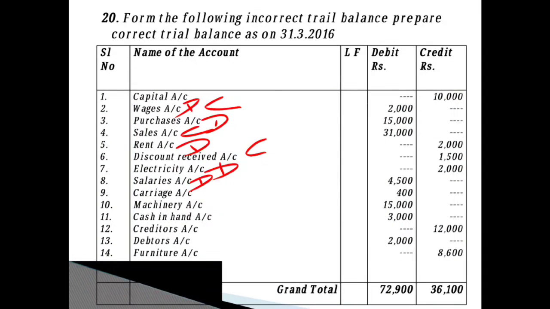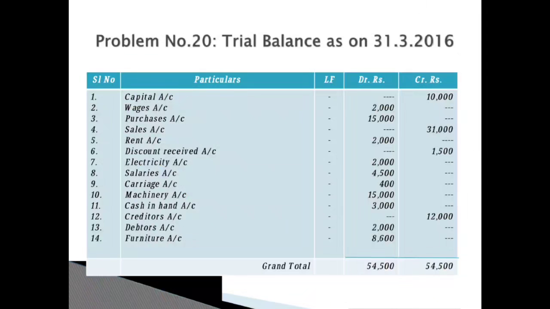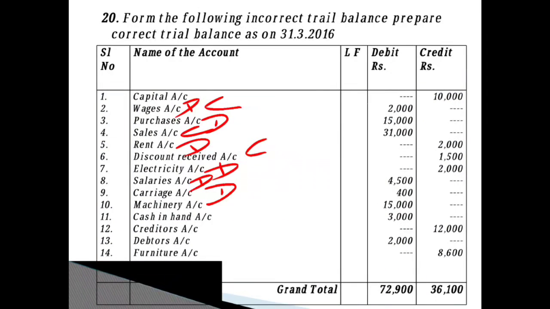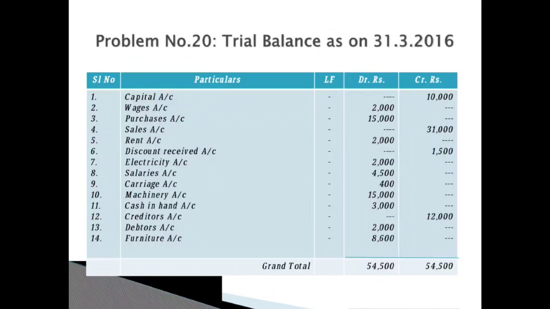The next you have carriages, again it is a debit balance, 400, which you are going to record debit side only, okay, 400 rupees. Then you have machinery, means it is an asset, so debit balance, okay, 15,000, so you are going to record debit only, machinery account 15,000.